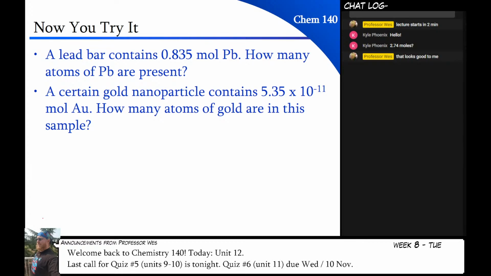And so what I want you to do is do that calculation and consider your answer. What is a small number of atoms? Is it 20? Is it a billion? What would small be relative to this nanoparticle? And you'll see that your answer is like, wow, that's a lot of atoms still. So go ahead and do these 2 problems. Type your answers in the chat, and we'll go over them together in 5 minutes.